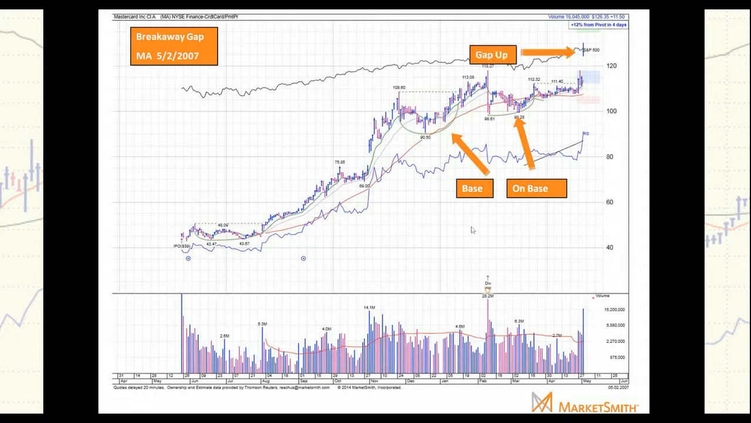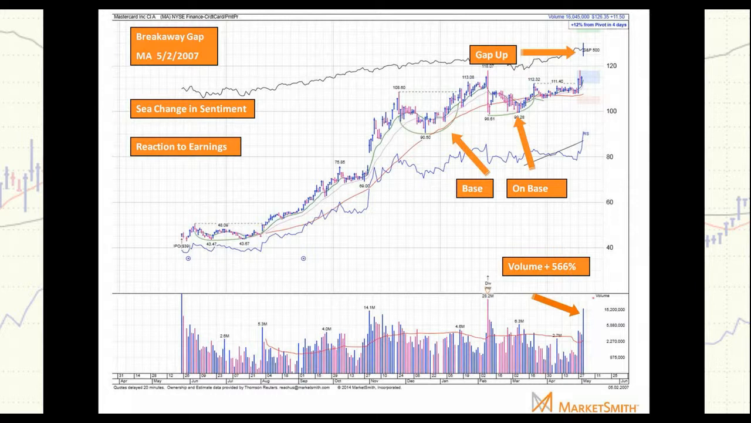And then it reports earnings. Okay, so it gaps up on huge volume. There's really not much difference. The one big thing is that here's your ideal kind of entry point. So it is extended at this point. Okay, so that's the one thing you're going to have to be aware of right here. But with earnings, there was a sea change in sentiment and a reaction for earnings.